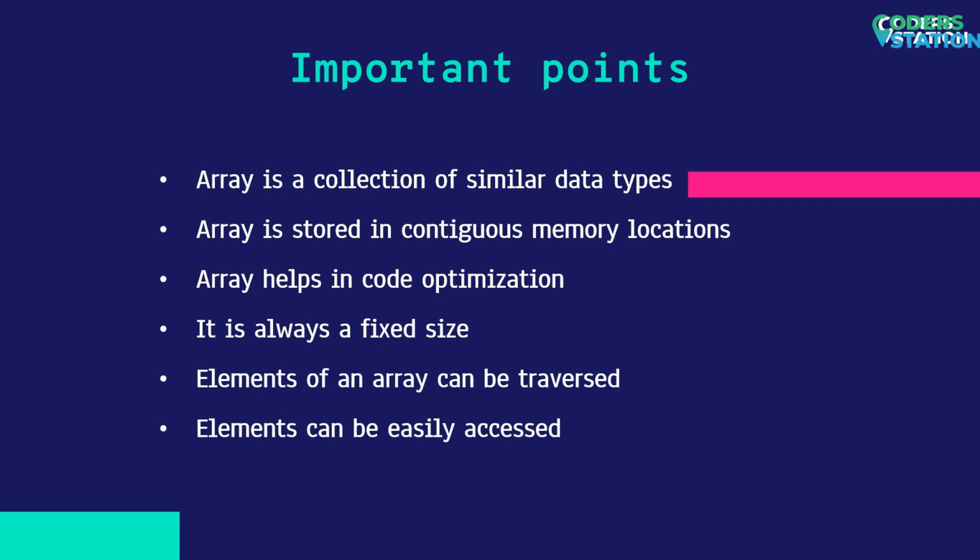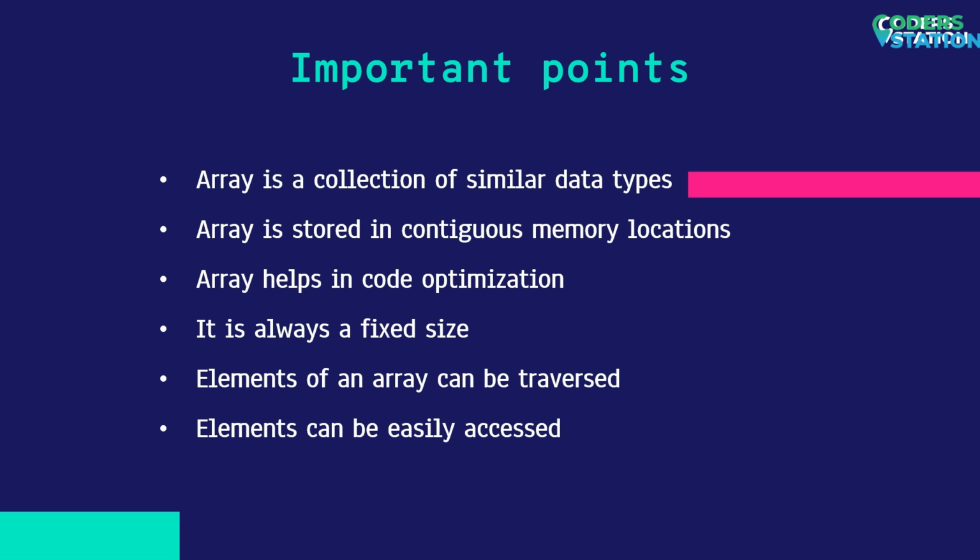Third, arrays help in code optimization. Arrays play a crucial role in optimizing code by providing a compact and efficient way to manage multiple data elements. Fourth, an array is always of fixed size. Unlike some dynamic data structures, arrays have a fixed size, meaning the number of elements they can hold is determined at the time of declaration.